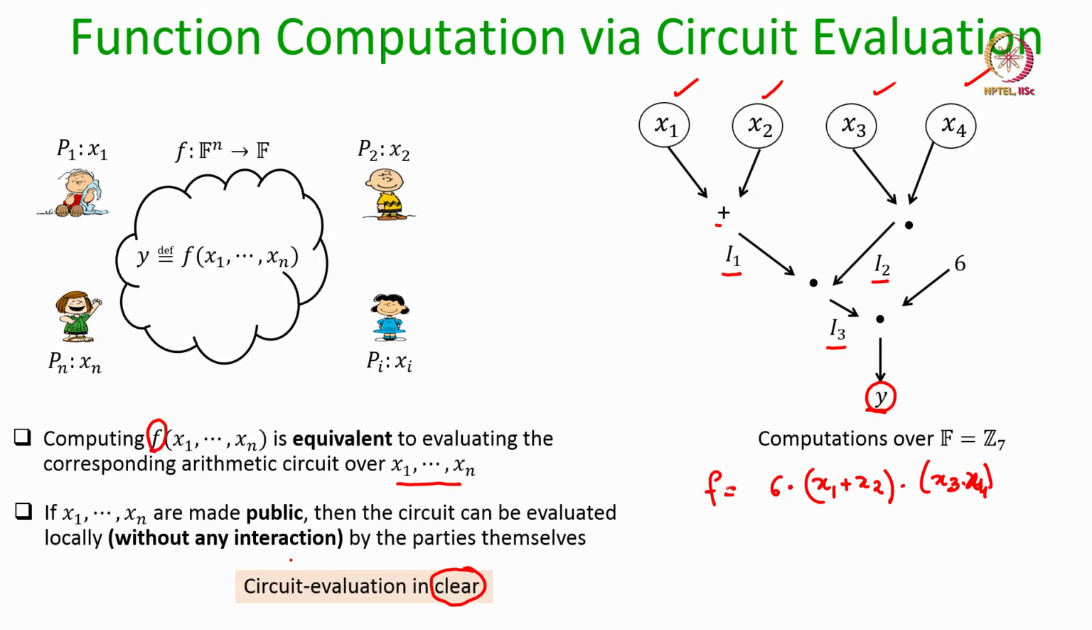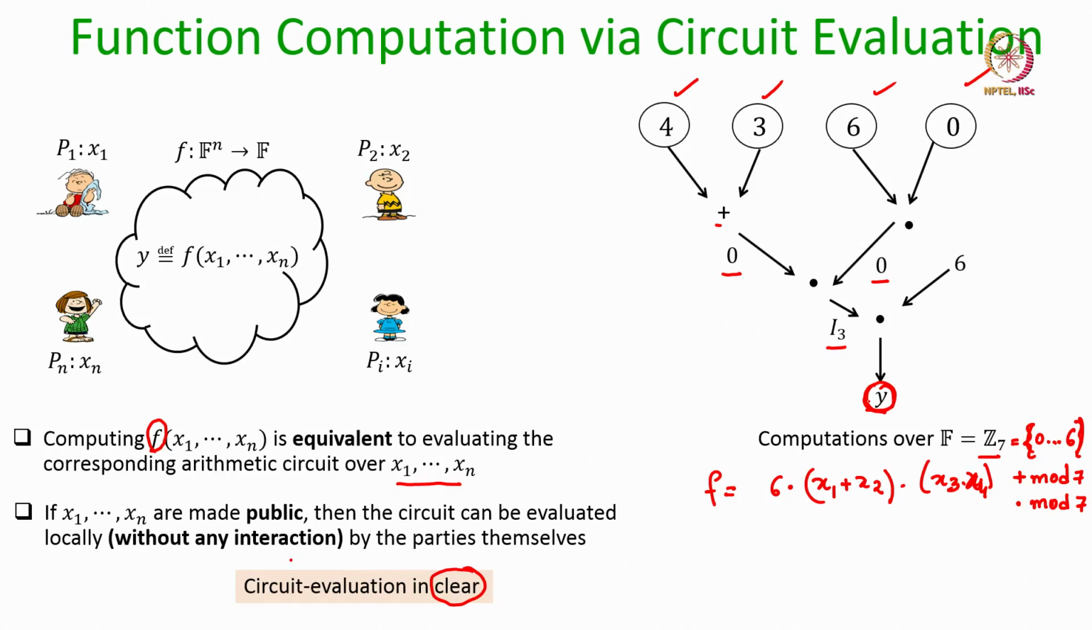Okay. Now, if the parties publicly declare their inputs to be 4, 3, 6 and 0, assuming that all the inputs are over the field Z7, where Z7 means it has the elements 0 to 6, and all the addition operations are addition modulo 7, and all the multiplication operations are multiplication modulo 7, then anyone can find out what is the value of y.